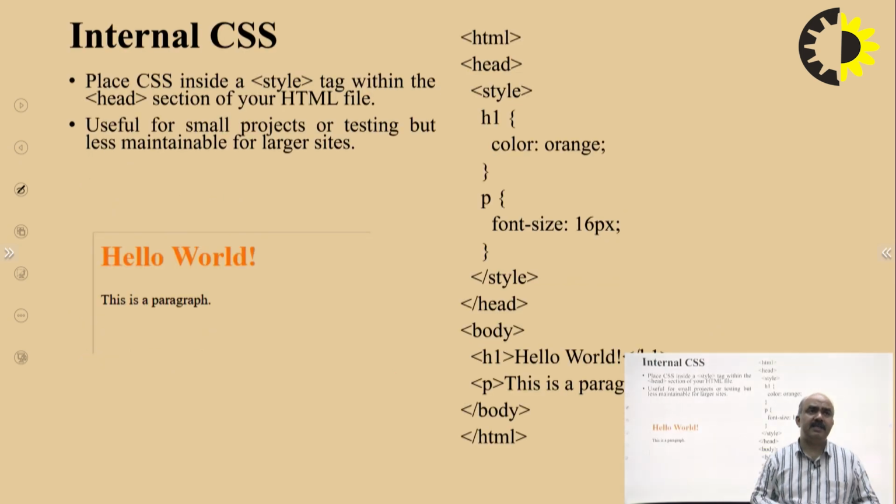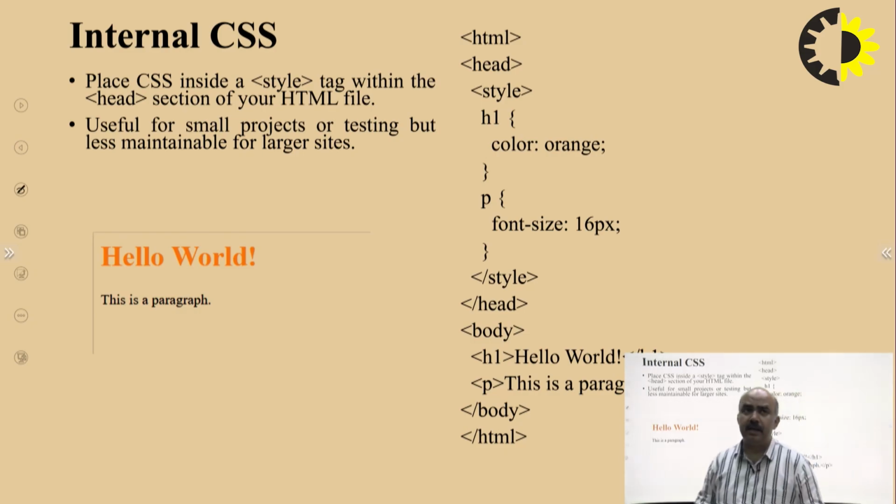The next one is internal CSS. Internal CSS basically means you place the CSS inside the style tag within the head section of the HTML file. You can use it for small projects or testing, but it is less maintainable for large sites. If the project is smaller in size, then we can use internal CSS. Otherwise, we have to use external.